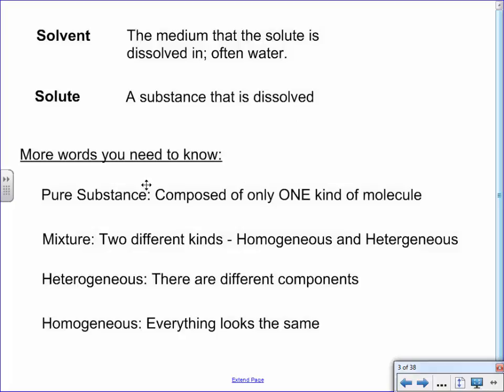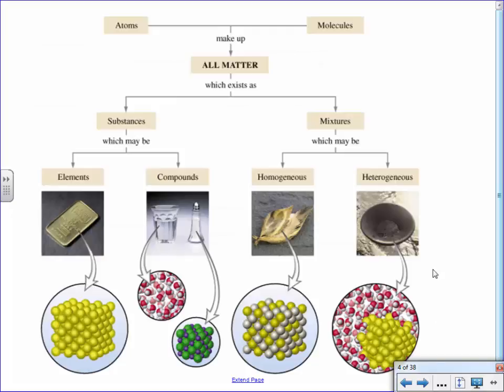Do you guys know these definitions? Pure substance, mixtures. You guys heard these words before? Right. Homo and hetero. We use those as prefixes more for sexuality nowadays. But in terms of science, homo means the same, hetero means different. So here's a picture of some examples here.